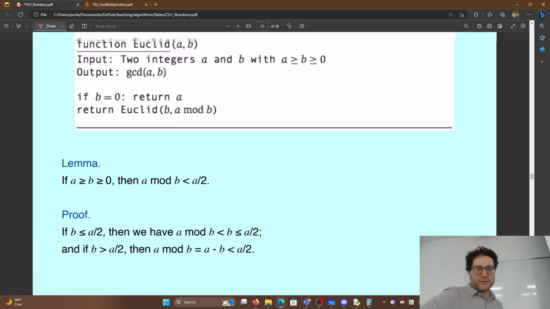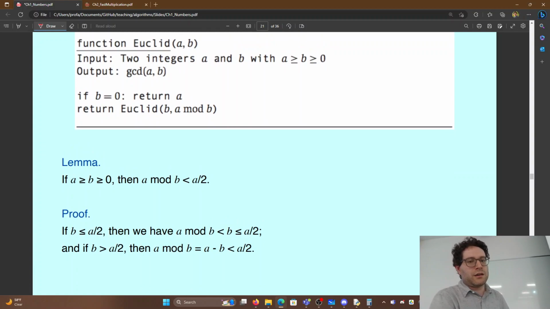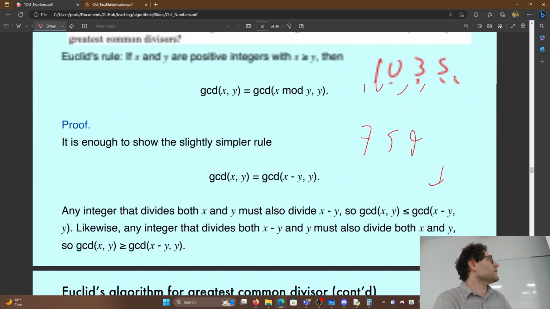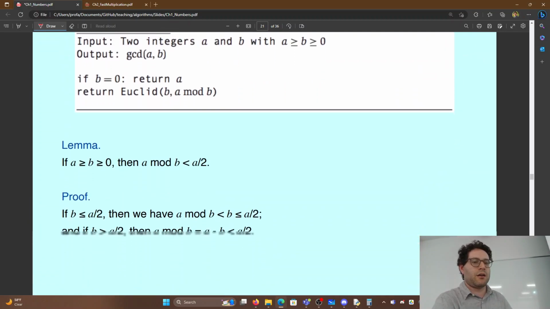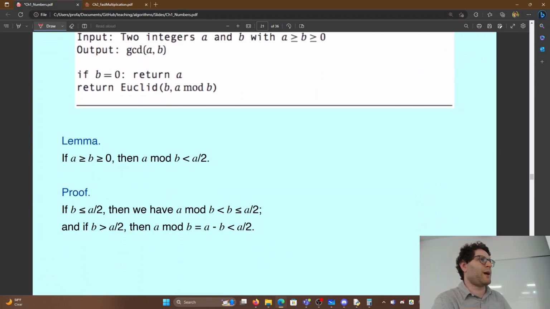So we've got two integers, a and b. Our output is the greatest common denominator of those two things. If b is equal to 0, return a. Otherwise, wait a second, this is what he put down: b, comma, a mod b. Didn't he say it was x, y is equal to the greatest common denominator of x mod y and y? We're swapping them. Why are we swapping them?